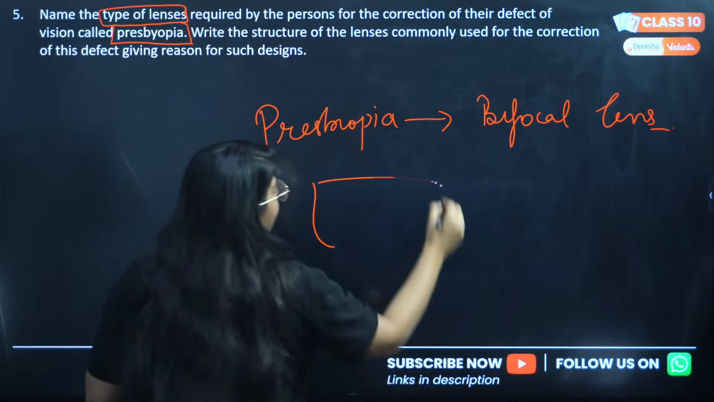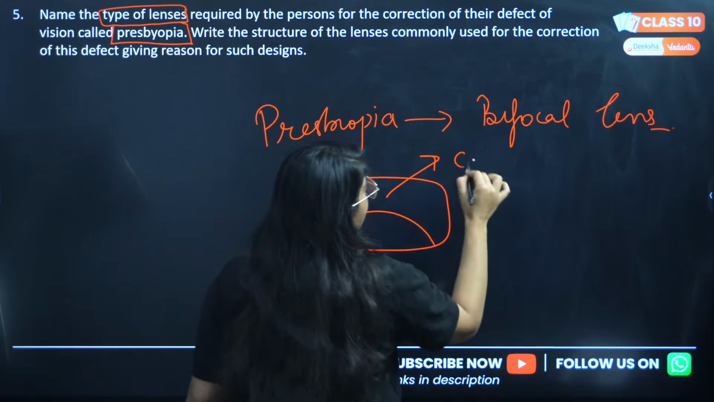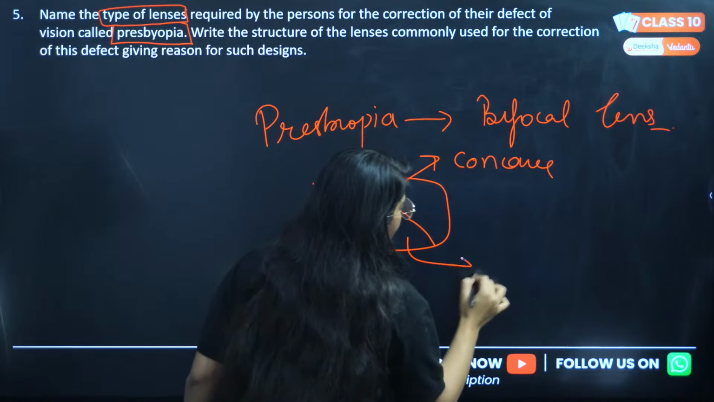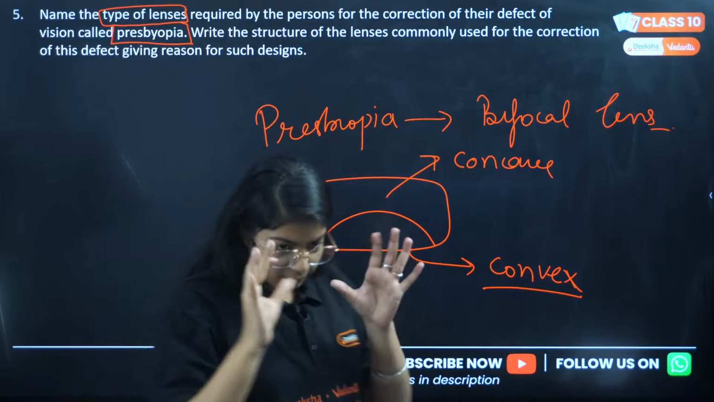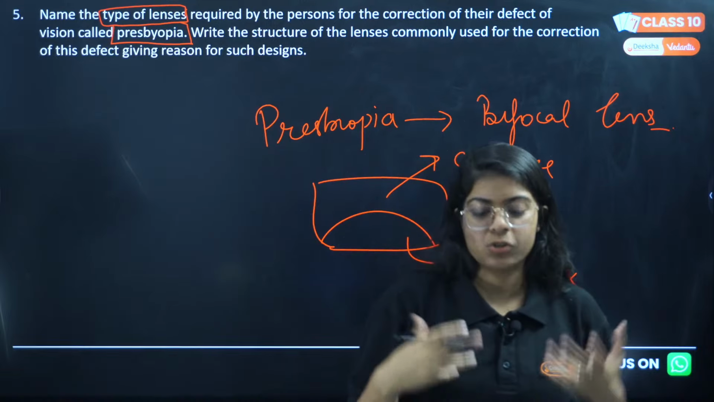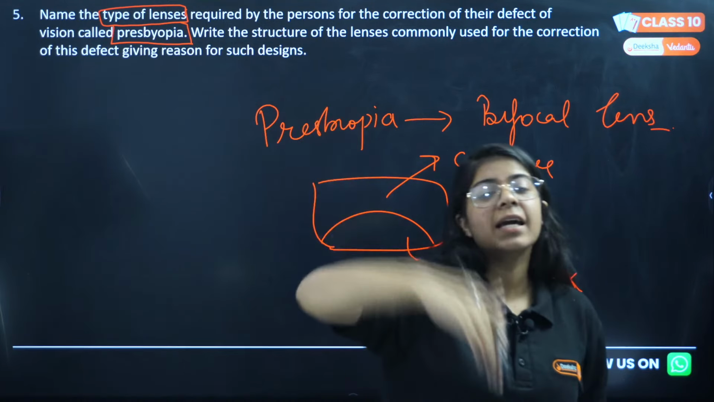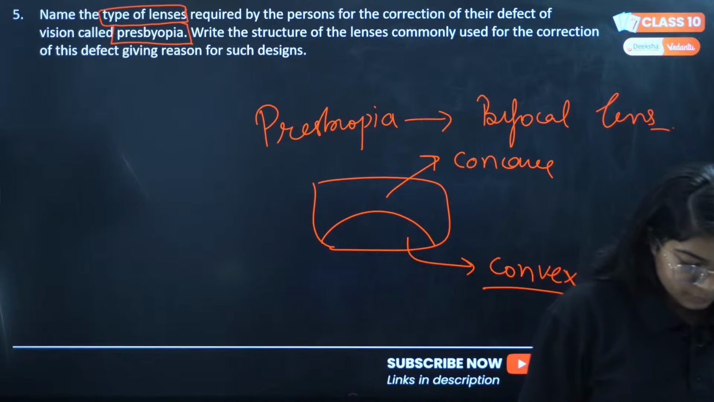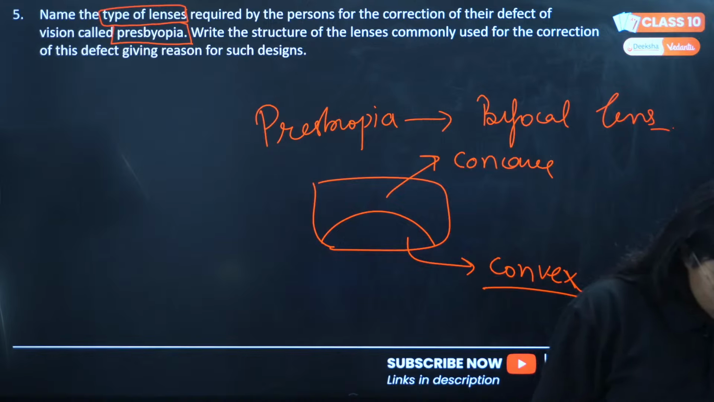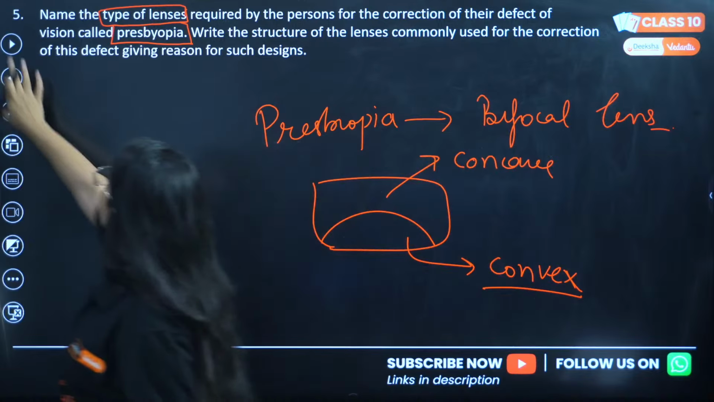So this is the kind of structure we use for presbyopia. It's called bifocal. This upper part is the concave lens, the lower part is the convex lens. The convex lens is used while reading. So when I am reading like this, I use the lower part, and if I am looking far away, that will be the time I'll be using the concave lens. Okay, upper part is concave, lower part is convex. Correct, very good. Let's move on to the next question.